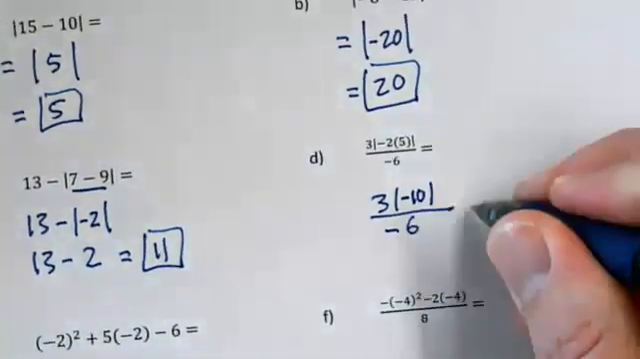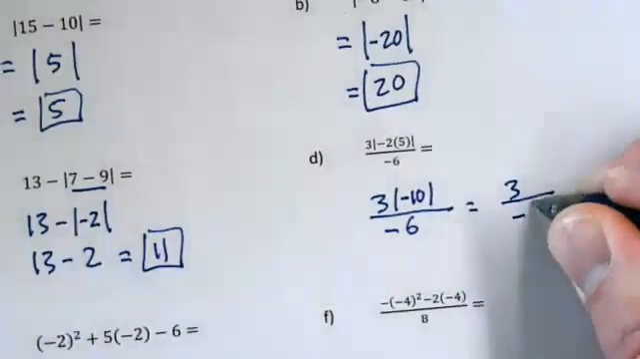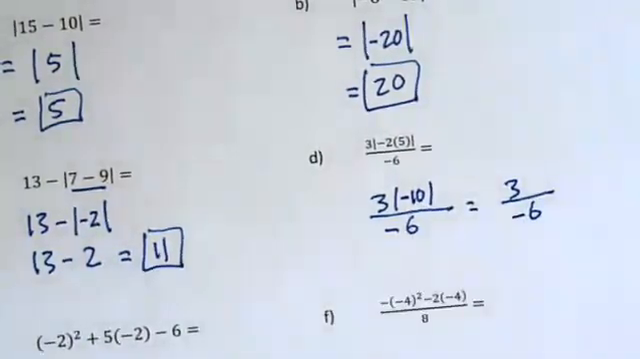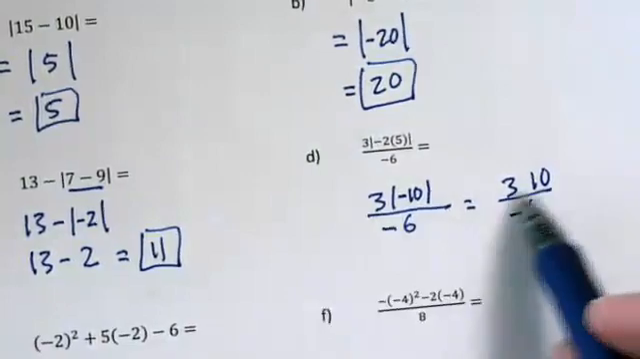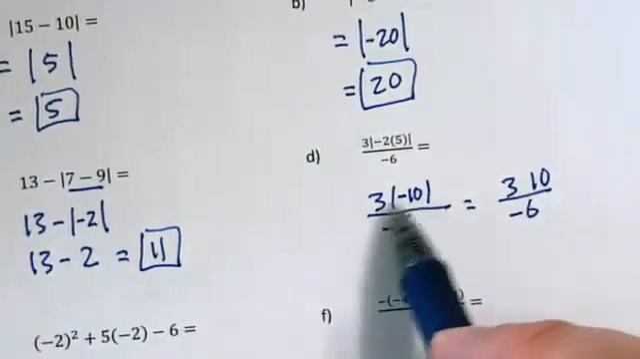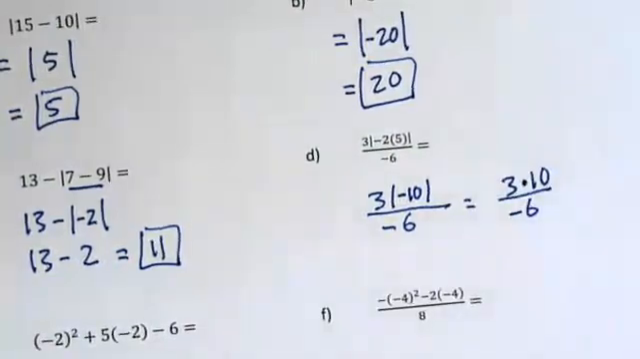And then let's finish up the absolute value. So let me copy down everything else. What is the absolute value of -10? That would be 10. Now the question is, what's happening between the 3 and the 10 here? There was nothing between the 3 and the absolute value, so that means this is multiplication here.